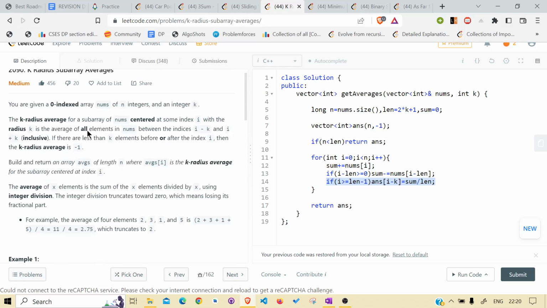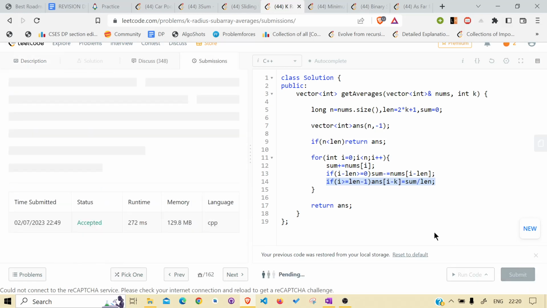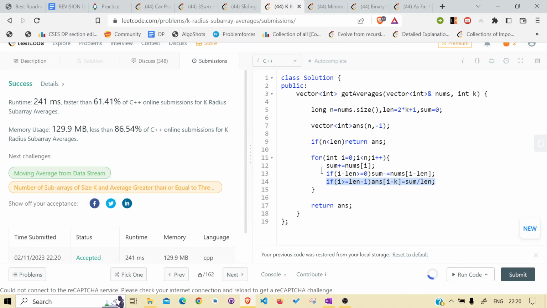I hope you enjoyed the solution. Let's submit it and see for yourself if it is running or not. So it is running.